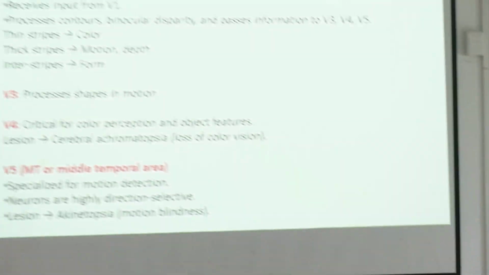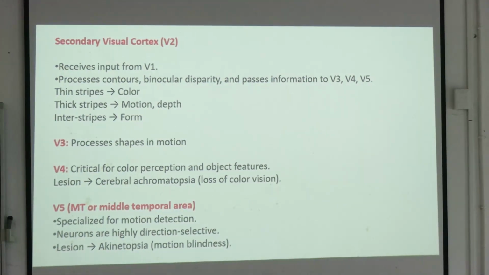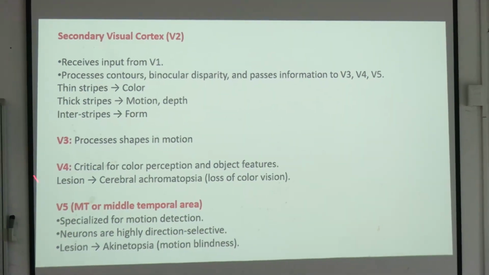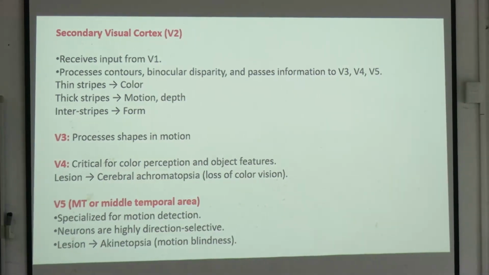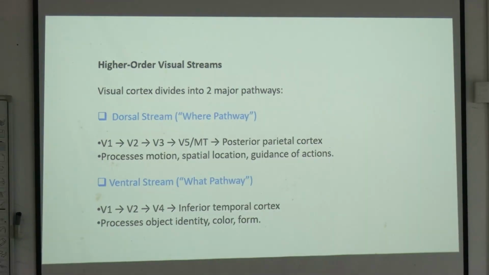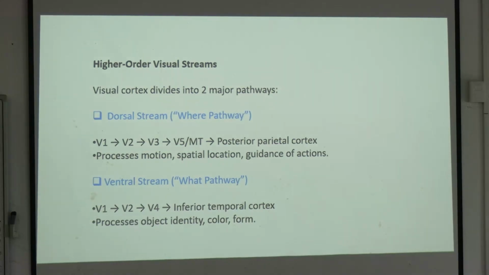There are other visual cortex areas, not very essential for you. Secondary visual cortex V2, then V3, V4 and V5. Higher order visual streams.